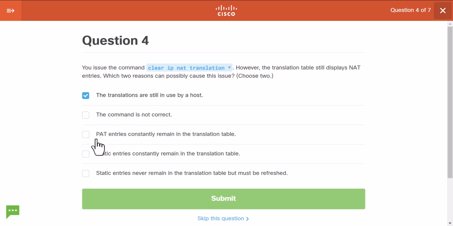The command is not correct. Actually, it is. PAT entries constantly remain in the translation table. This is not correct. Static entries constantly remain in the translation table, and this is the correct option as well. And let's just check the final one. Static entries never remain in the translation table, but must be refreshed. This means nothing at all. So these two options are fine.